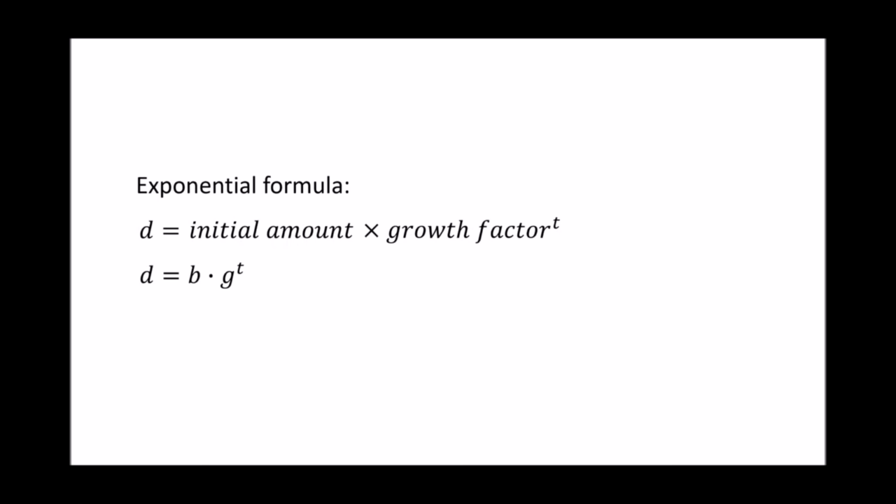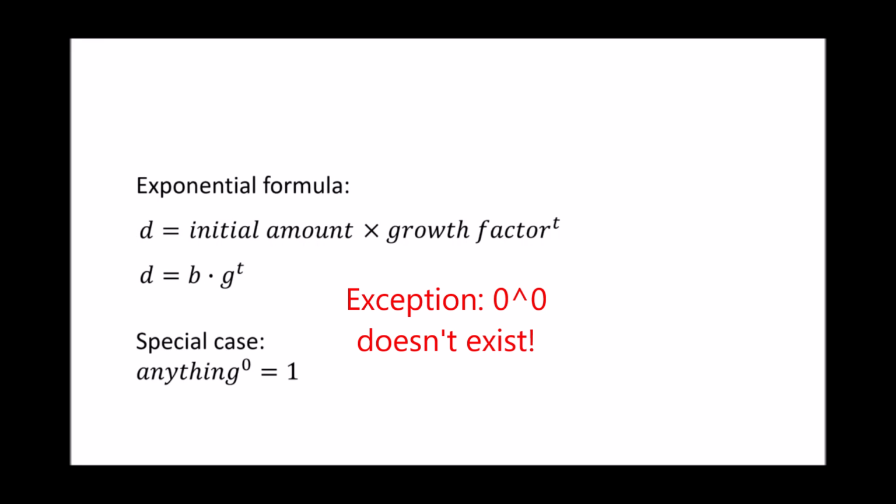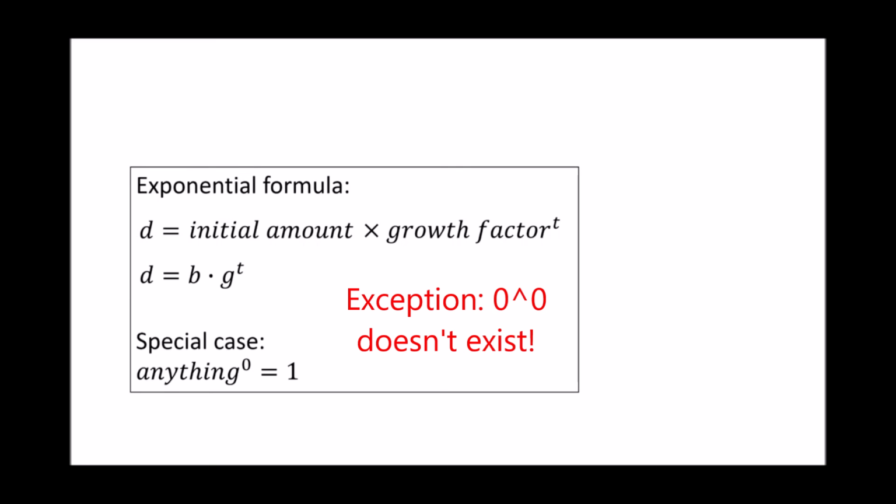So let's summarize. We first had a look at exponential formulas, and we saw that we could get that by doing d equals initial amount times the growth factor to the power of t. We usually use d and t as the variables. And we shorten that to d equals b times g to the power of t. And we also saw that we had a special case with powers of 0, that it doesn't matter what number you pick, but if you do it to the power of 0, it's going to be 1. So these two things summarize this video.